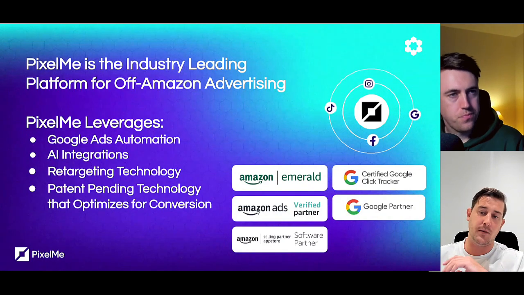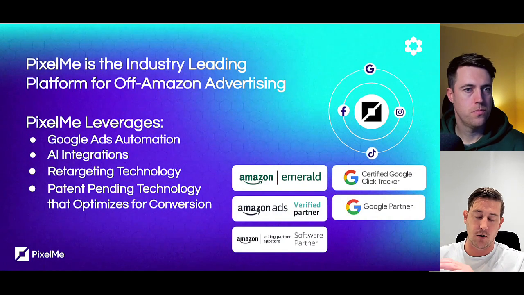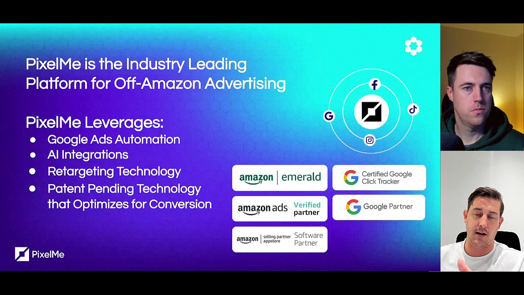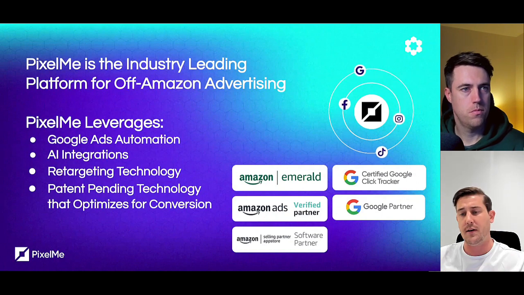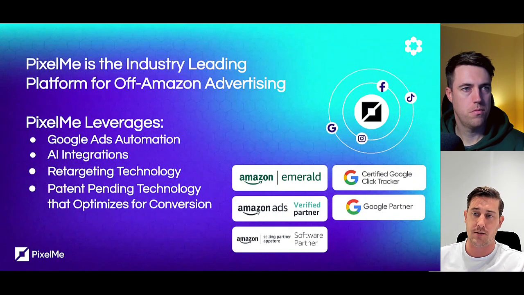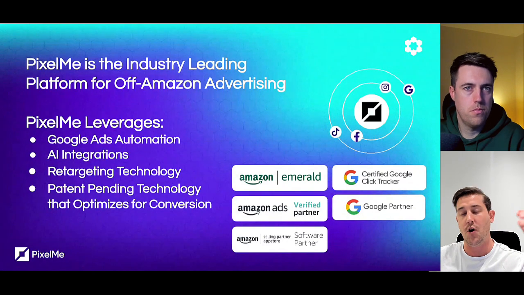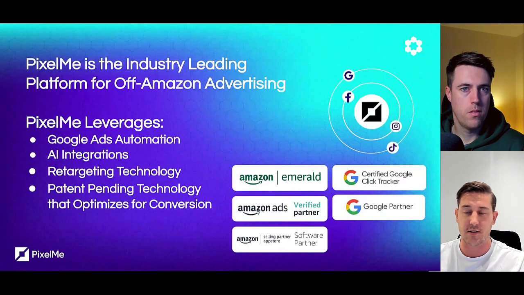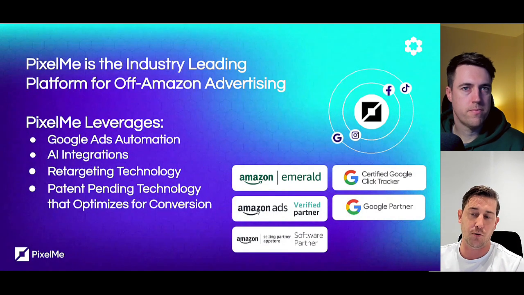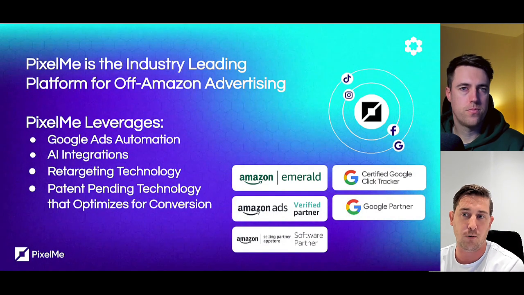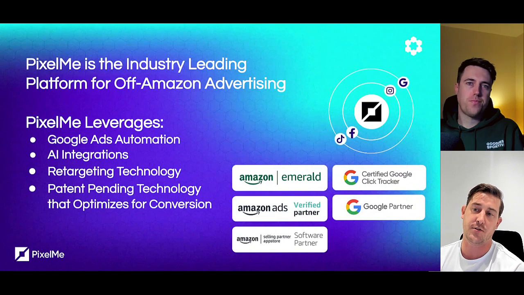And then what makes PixelMe the most unique, like nobody else has this. Nobody else, to my knowledge, has the retargeting built in either, or the AI integrations. I'm sure some people are trying to catch up on that. But we have a patent pending technology that optimizes for conversion. If you go back a couple of years, there was no visibility. Amazon attribution didn't exist. When you sent traffic from Google or Facebook into Amazon, it was a black hole. You were hoping it converted. There was no way to measure it.